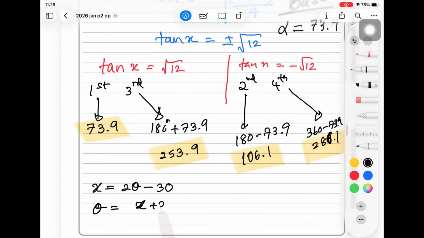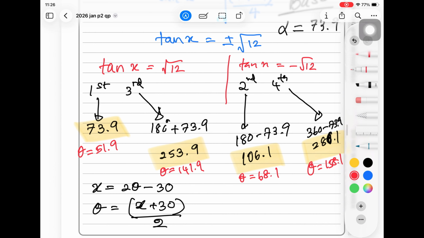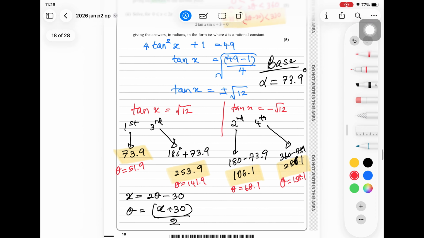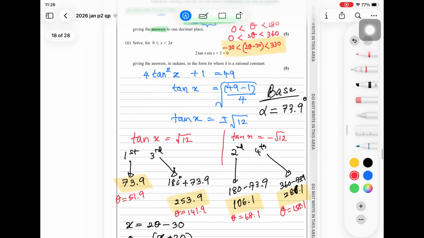So 2 theta minus 30. So theta is subjected as x plus 30 divided by 2. Once we have it, we have theta values. I'll leave the calculation for you because you can easily get it with the calculator. So these are the 4 values that we get for theta. This value is going to be our final answer for the full marks. Finding x is not enough, you have to go for theta, because the question is about theta.